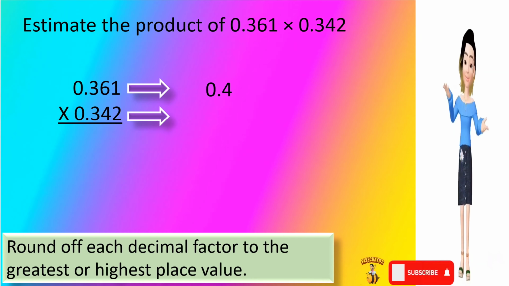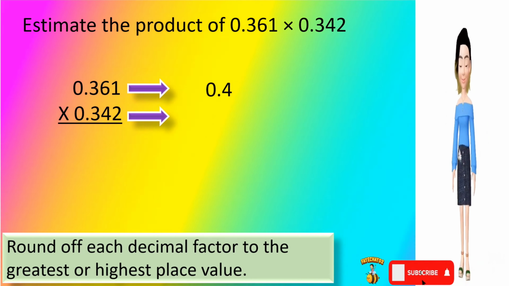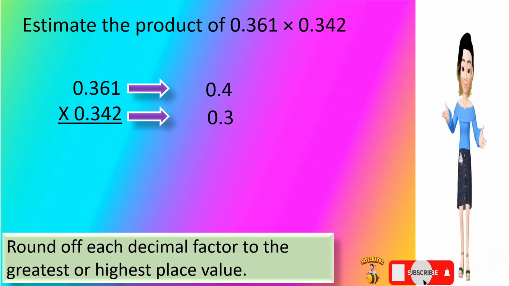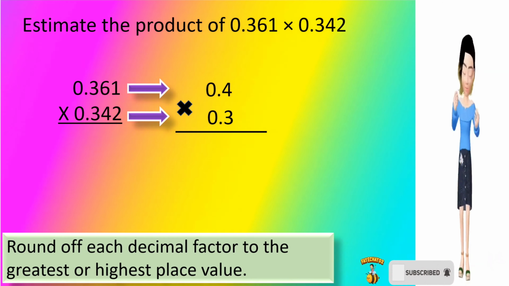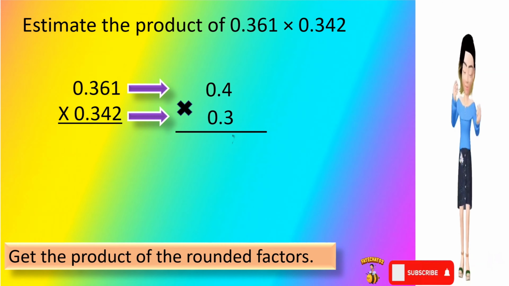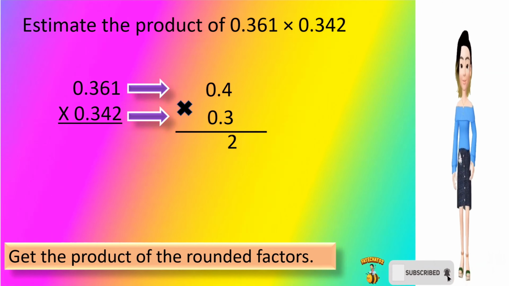And then we have 0.342. The highest place value is in the tenths place. And then if we're going to round off 0.342 to the nearest tenths, the answer is 0.3. Then again, we can now get the product of the two rounded factors. So we can now multiply 4 times 3 is 12.